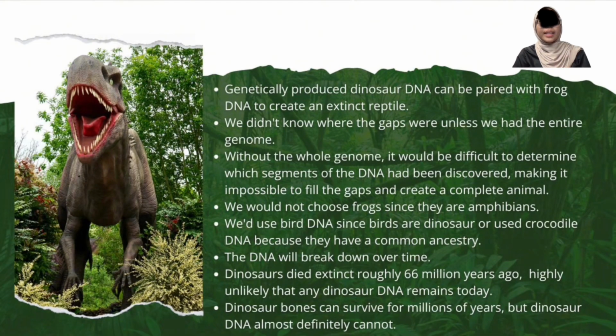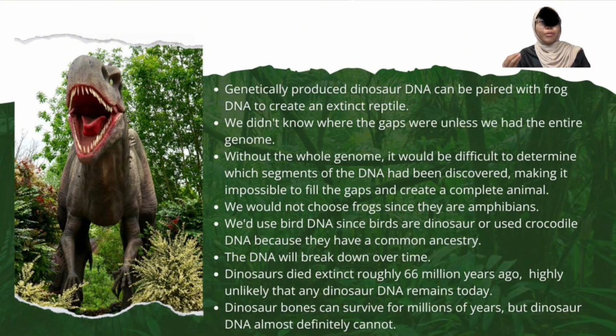In Jurassic Park, they say they discovered fragmented DNA. They determined where the gaps were and filled them with the frog DNA. However, we couldn't determine where the gaps were until we had the full genome. Without the entire genome, it would be difficult to know which parts of the DNA had been identified, making it impossible to fill in the gaps and create a fully functional animal, which is the dinosaur.